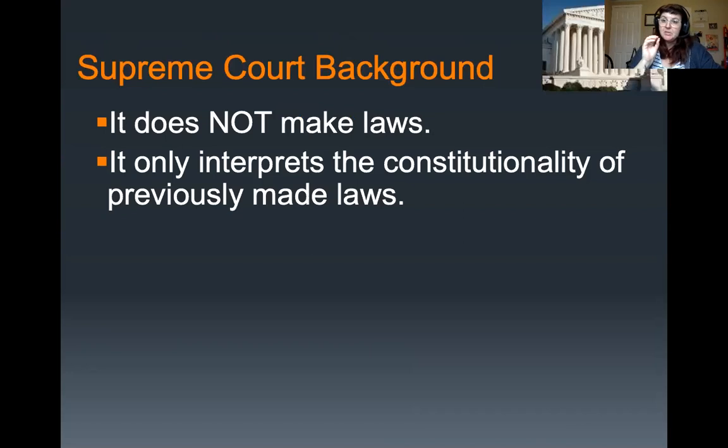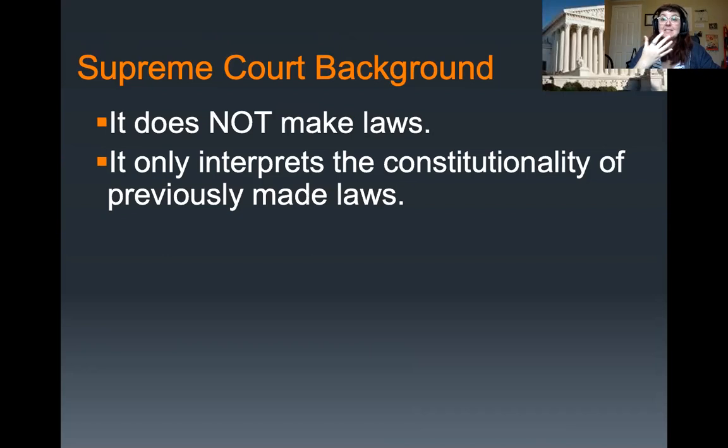Okay, so remember, it's important to think about the Supreme Court in terms of this. They do not make laws. Congress makes the laws, right? The Supreme Court's job is to interpret the constitutionality of previously made laws. So basically, they were saying Jim Crow laws were constitutional as long as they were separate but equal. So they would follow the 14th Amendment if they were separate but equal, right? So that's the Supreme Court's job.